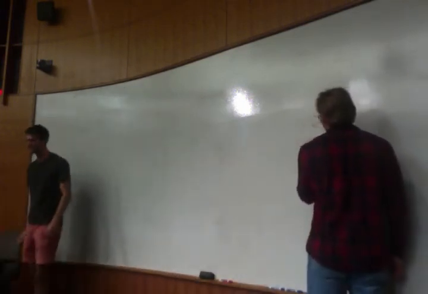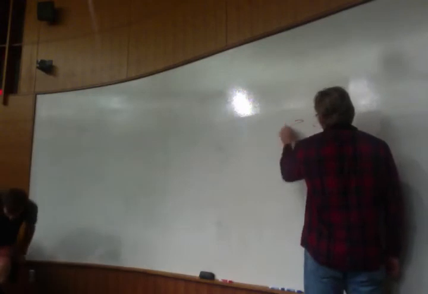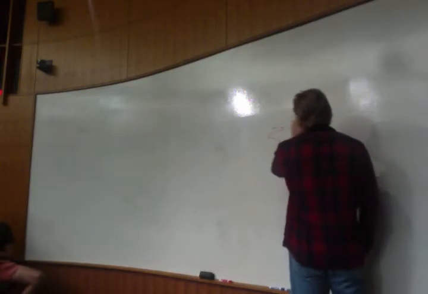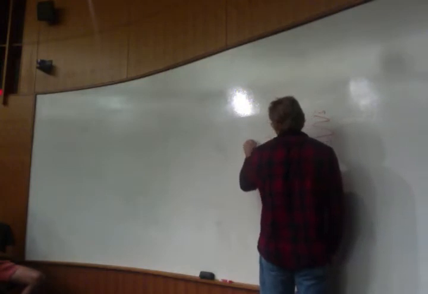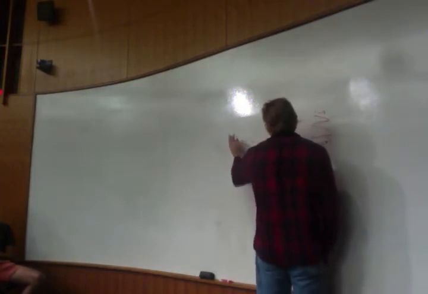So wait, what is this again? I equals 0, J equals 0. No, I minus 1. This is J minus 1.